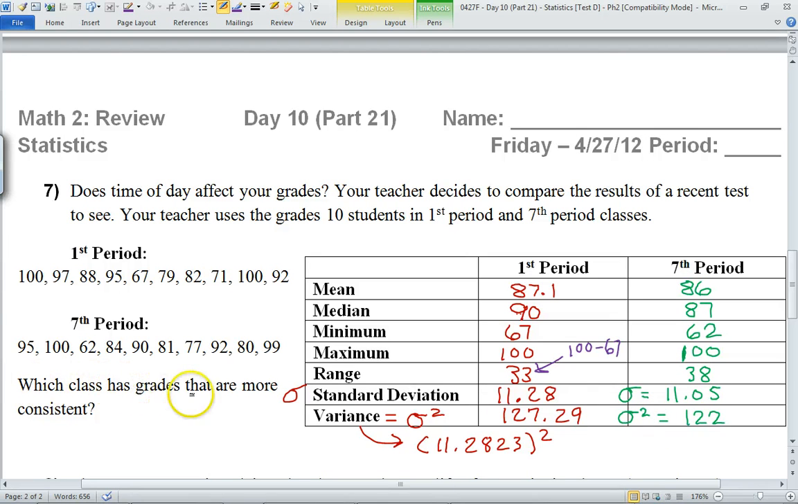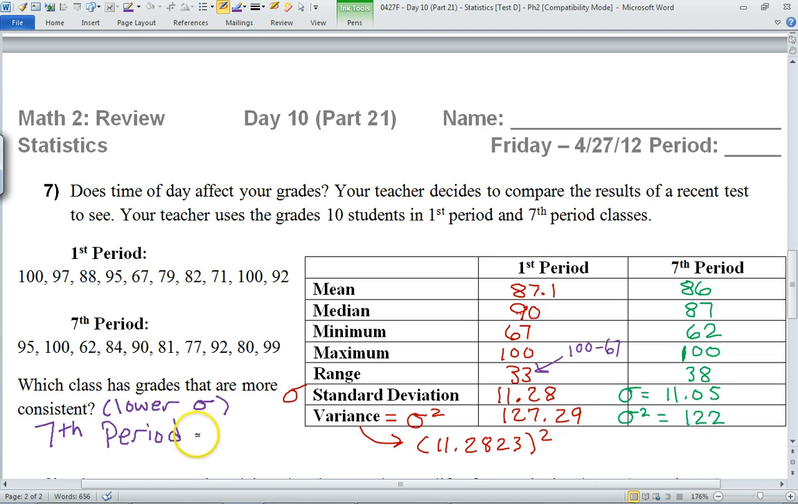Meanwhile, which class has grades that are more consistent? More consistent means lower standard deviation. More consistent means closer to being the same, so that would mean closer together. That's lower standard deviation. So let's see. 7th period had 11.05 as opposed to 1st period with 11.28. So for that reason, we can say 7th period is more consistent, because it had the lower standard deviation.